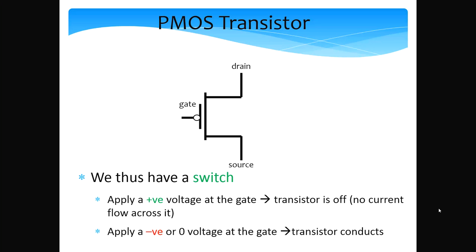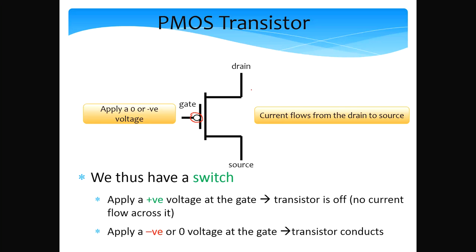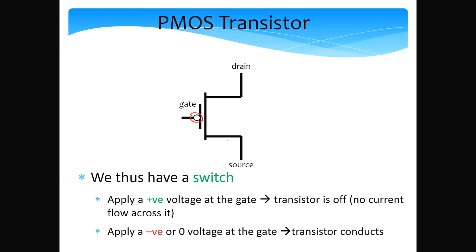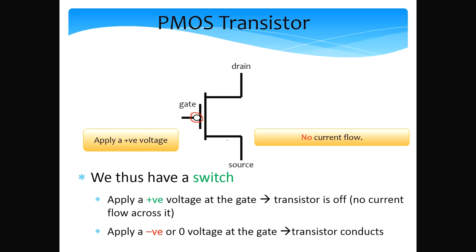Now let's take a look at the symbol of the PMOS transistor. It is more or less the same as that of an NMOS transistor, with one simple difference: the circle at the gate terminal. That's mainly the only difference. Otherwise, the rest of the diagram is the same, and we have two terminals, the drain and the source, which are interchangeable. In this switch, if we apply a 0 or negative voltage, the transistor conducts, and the current flows from the drain to source. And if we apply a positive voltage at the gate, the transistor is off, there is no current flow.